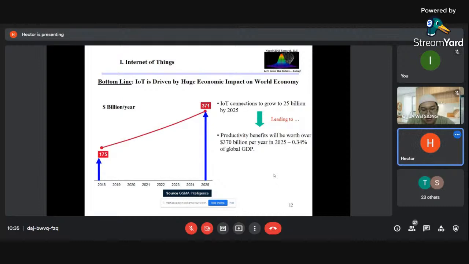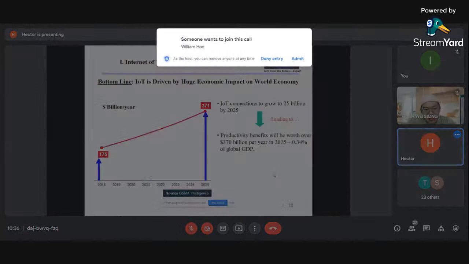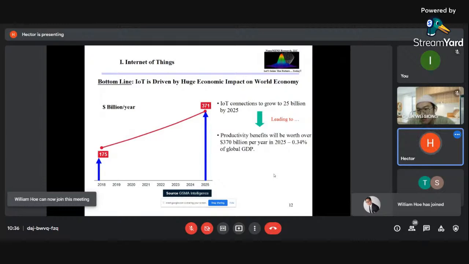The number of IoT connections is expected to grow to 25 billion by 2025, and this in turn is expected to lead to productivity benefits which will be worth over $370 billion per year in 2025, or 1/3 of the global gross domestic product.